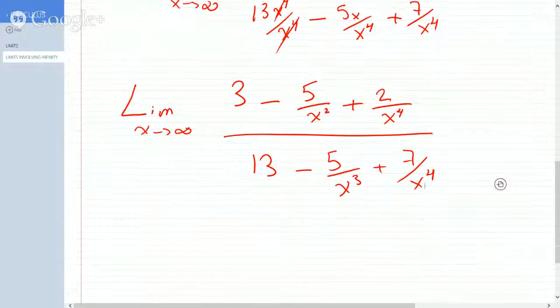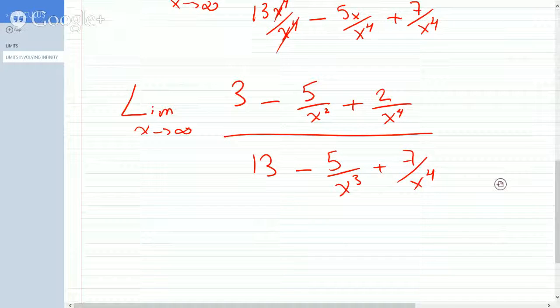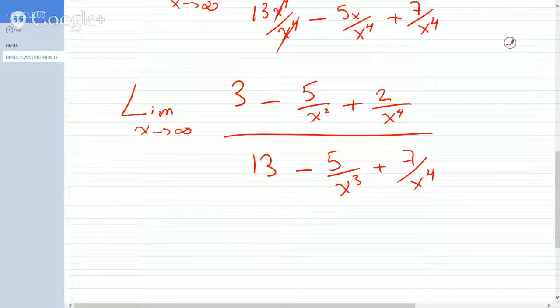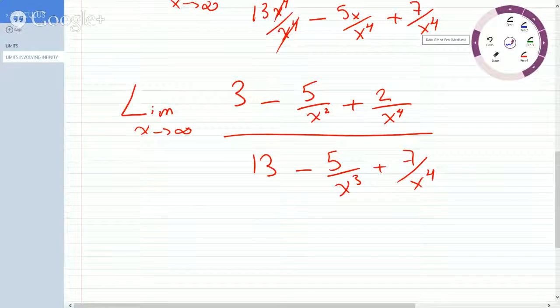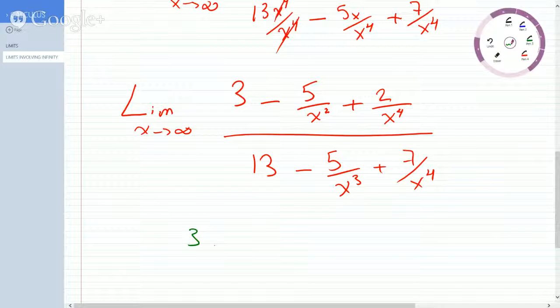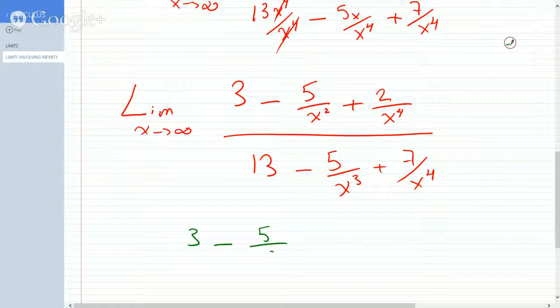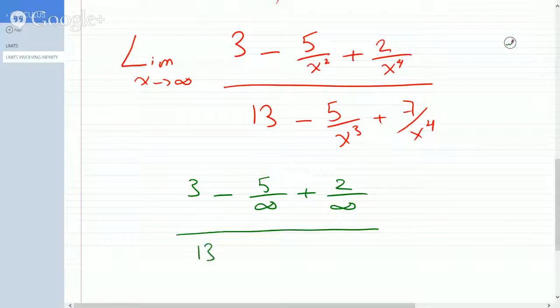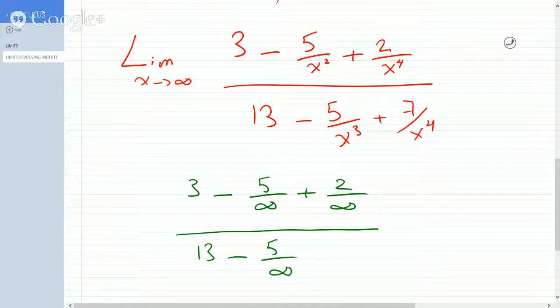Now plug in infinity and evaluate the limit. You get 3 minus 5 over infinity plus 2 over infinity, over 13 minus 5 over infinity plus 7 over infinity. Infinity doesn't get squared or anything; it doesn't matter, it's still infinity.